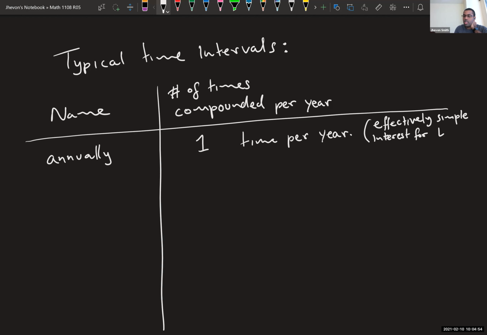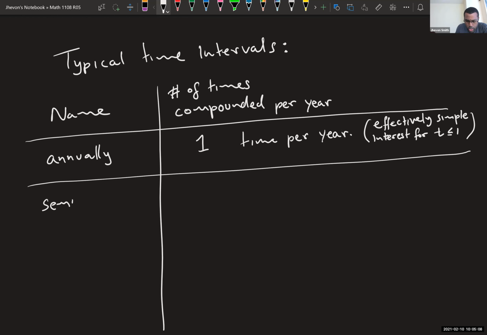For t less than or equal to one, right? You really only start seeing the difference if you're borrowing the money for multiple years. So annually is one time per year, usually at the end of the year. They could also charge you semi-annually. So you can hear a problem say compounded semi-annually. What that means is two times per year or every 6 months.